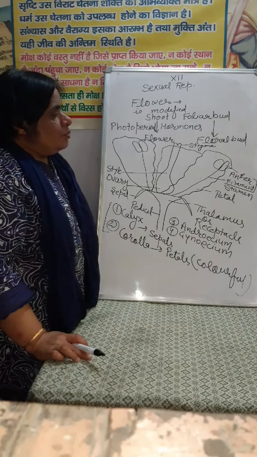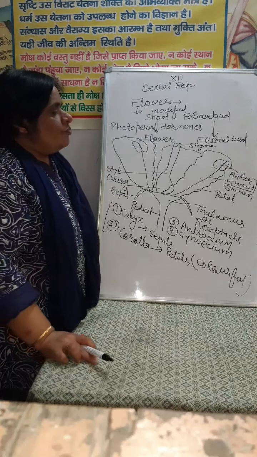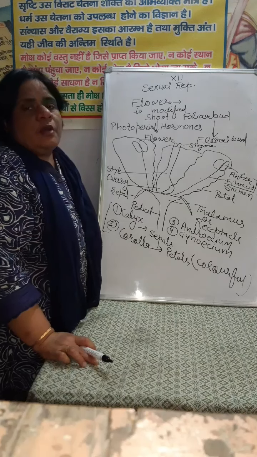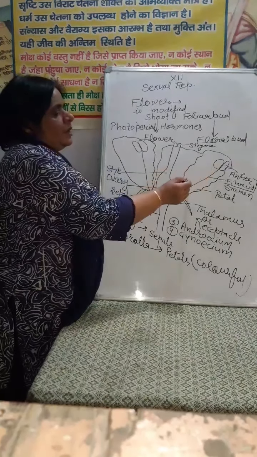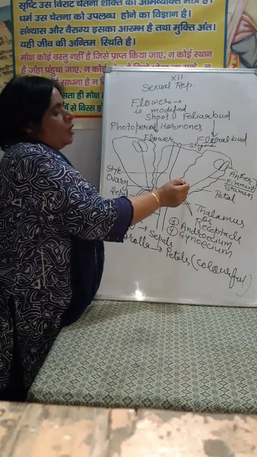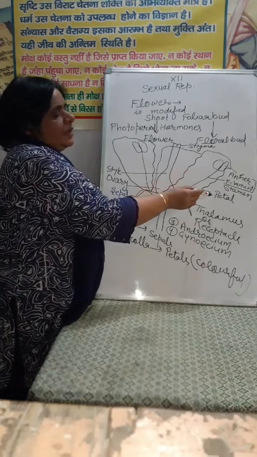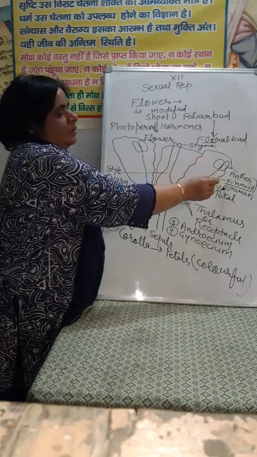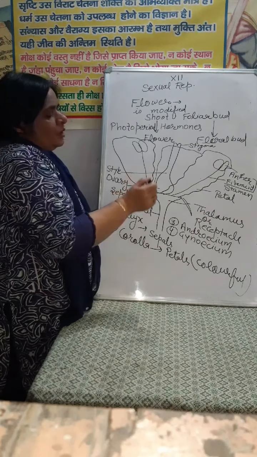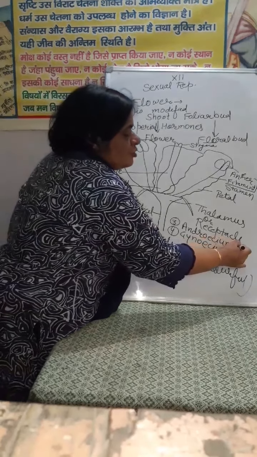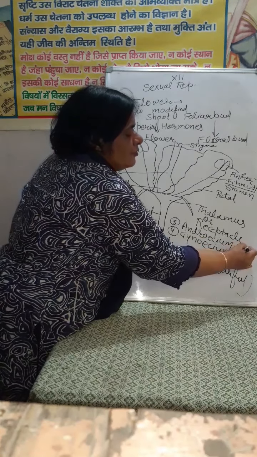Androecium is a male reproductive part. It is made up of anther and filament. Anthers are present at the distal part and filament is present at the proximal part. Then collectively these are called stamen.